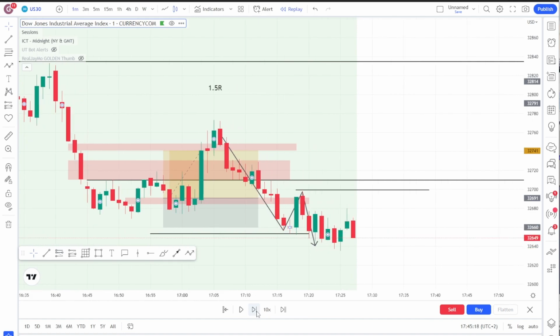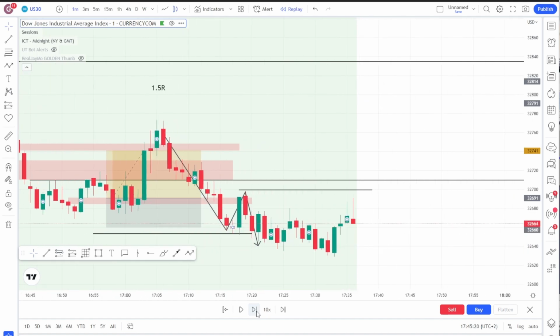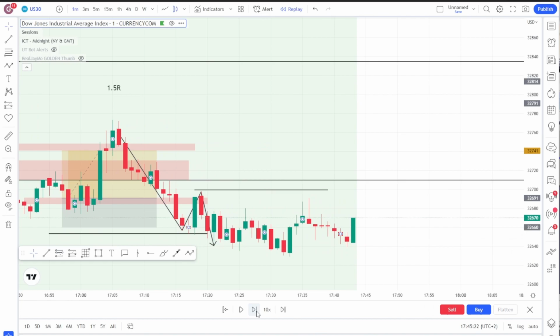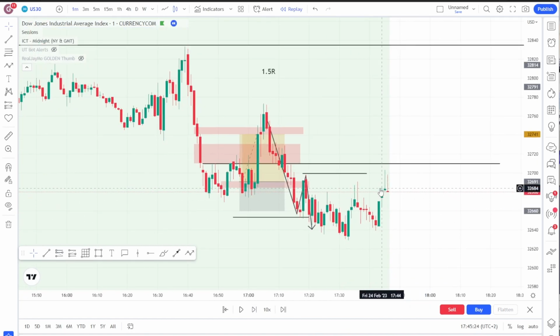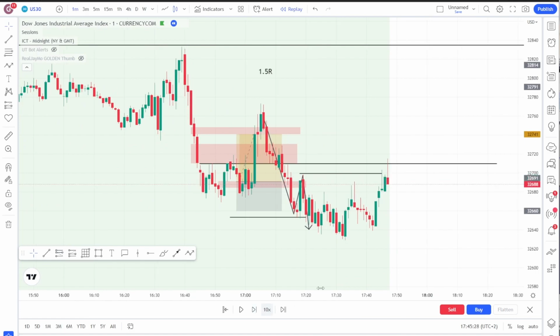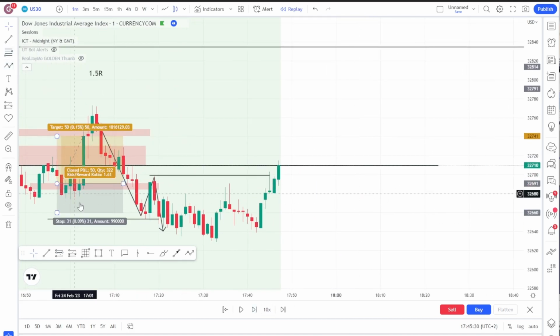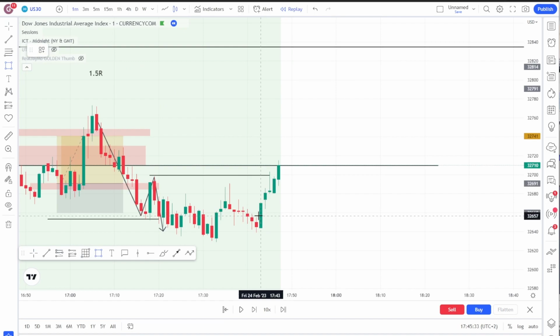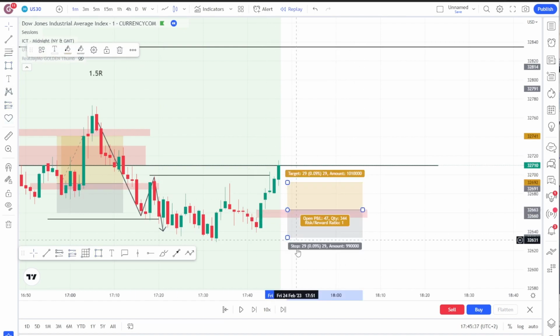Okay, do we get it? You have to look at it. Now it broke with a wick. I'm not necessarily convinced. Okay, now it's a solid break. So now I would be placing my entry here at the fair value gap.